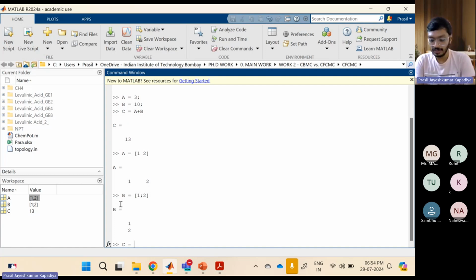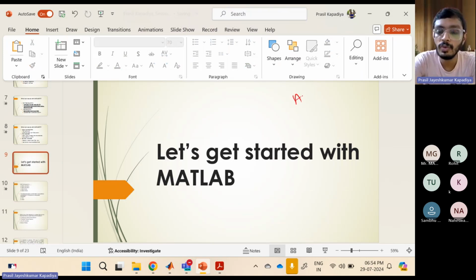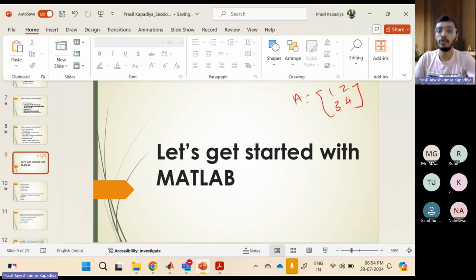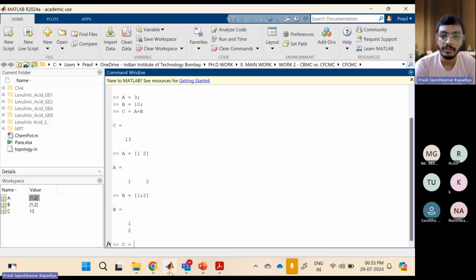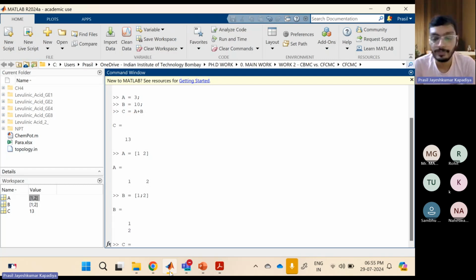Let me write it down here so it will be clear to you. I want A is equal to this kind of matrix, 1, 2, 3, 4. I want to print it something like this. So how can I write it in this command window? 1, 2 is my first row and 3, 4 is my second row. Rows are written like this and columns are written by putting one semicolon in between individual elements. So how can I write 1, 2, 3, 4 in a 2 cross 2 matrix?